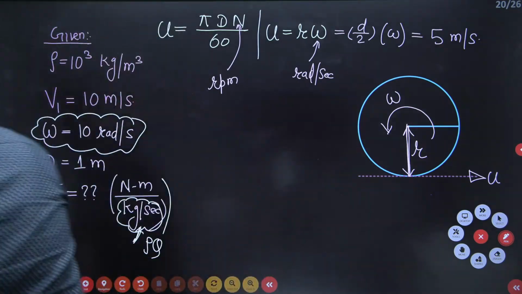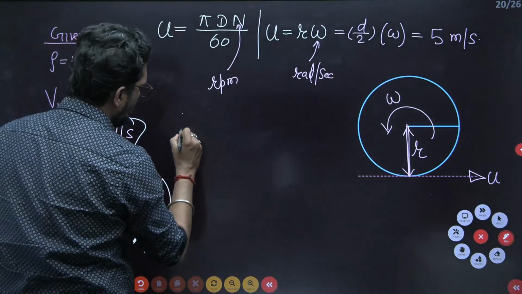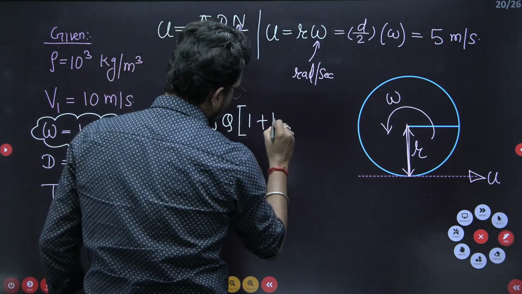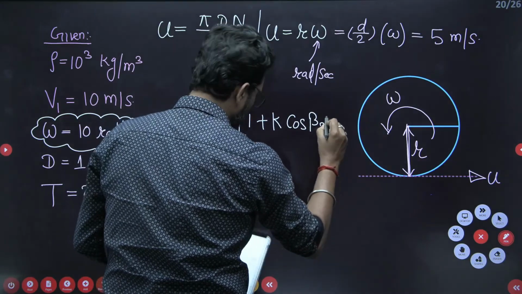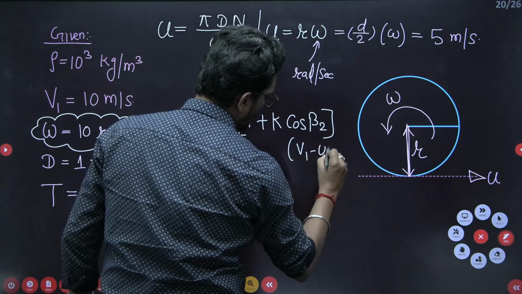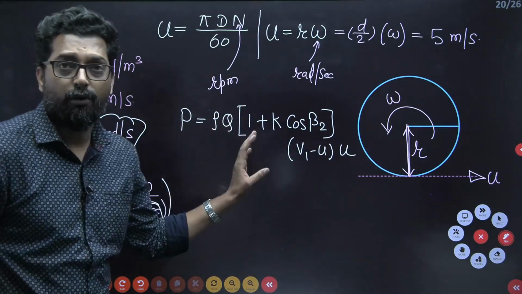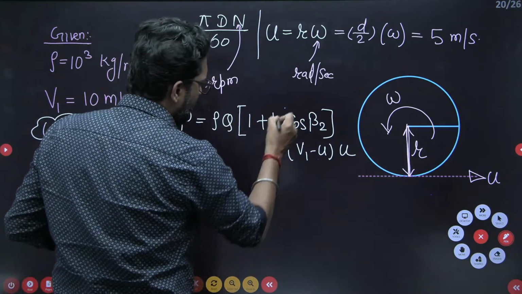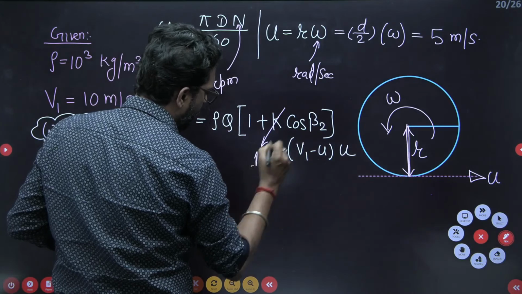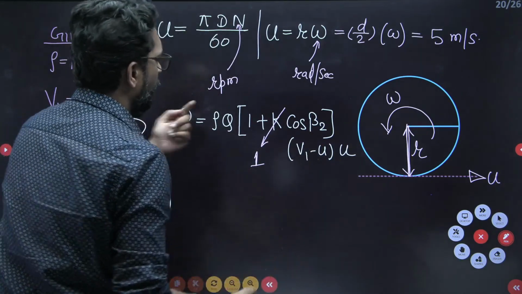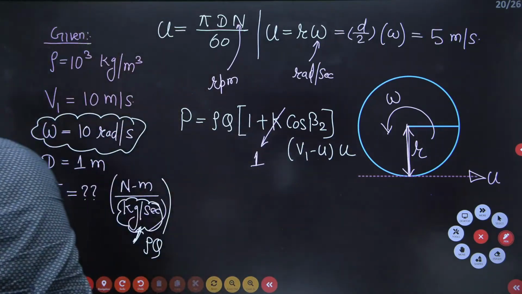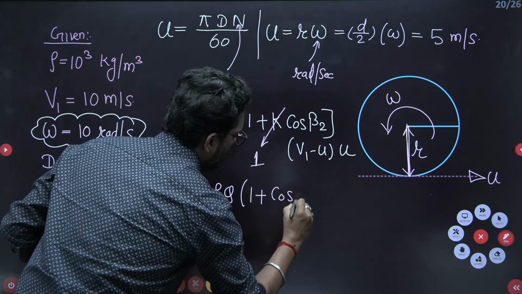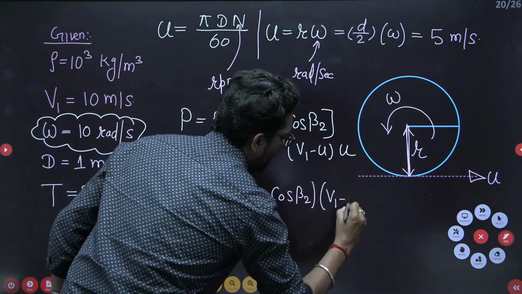Now, what is the power developed? We know that for the turbine the power developed is rho Q into (1 plus K cos beta 2) into (V1 minus U) into U. There are many methods to solve these questions, whether you use the formula or not. Here no K is given, there is no loss, so K equal to 1. Put K equal to 1, you have beta 2 and V1, put the values.